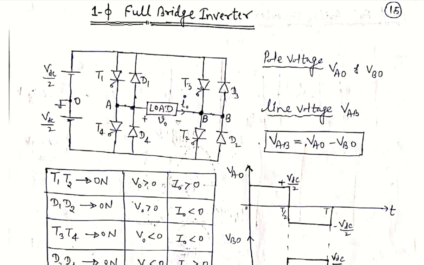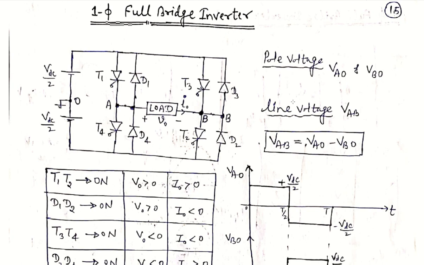And now we will see the concept of pole voltage and line voltage. So what is the pole voltage? As we know, A and B are the output load terminals. This is the entire leg, this is one leg and this is the other leg. So the load is connected across these two legs, and in the first leg there is an upper switch as well as a lower switch, and the second leg also has switching devices in the upper half as well as in the lower half.